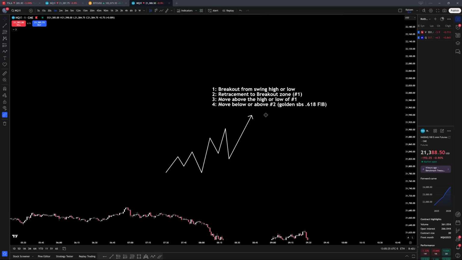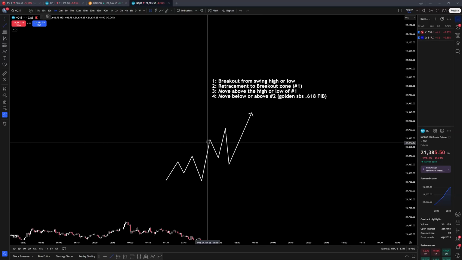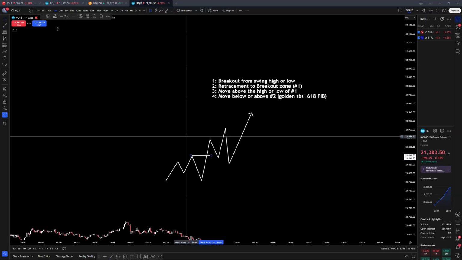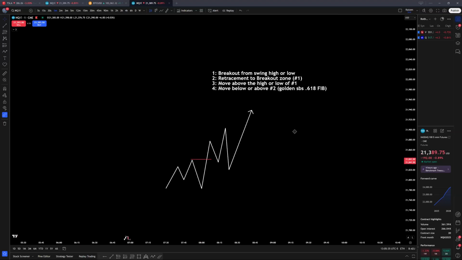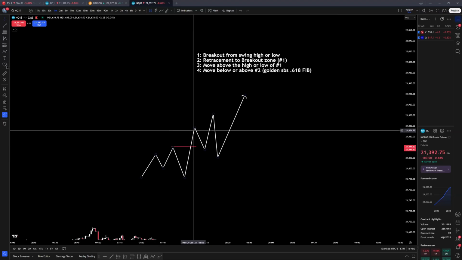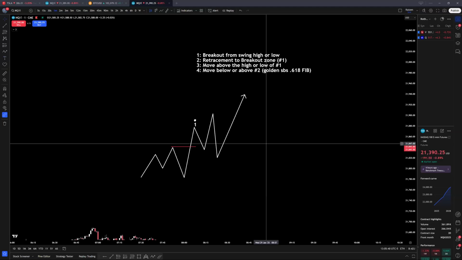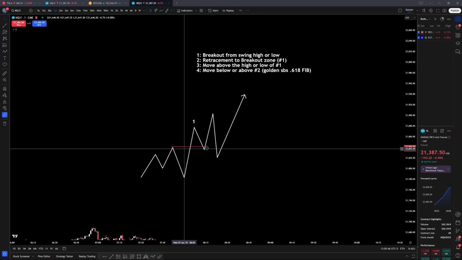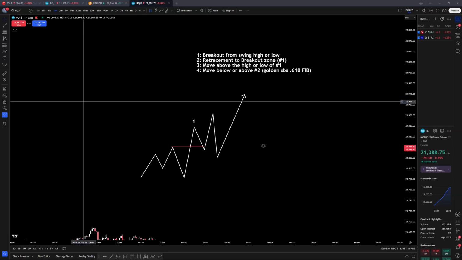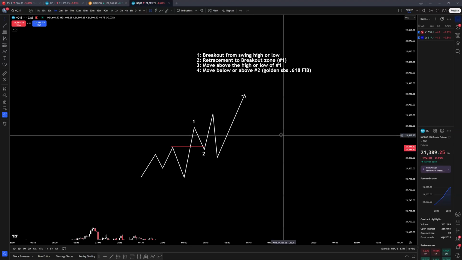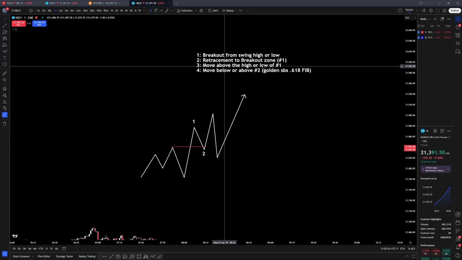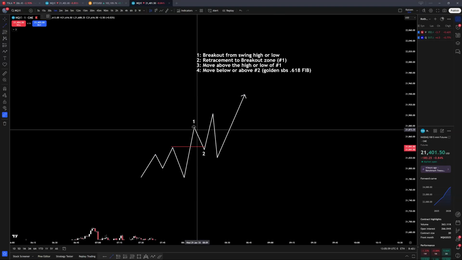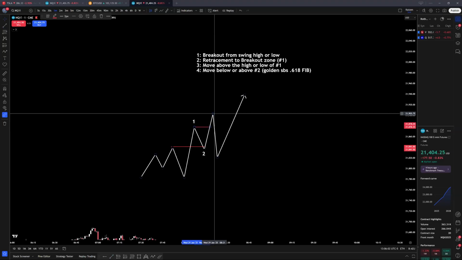Let's mark this out with some numbers for everybody. Your breakout would be right here. I can change the color of this maybe. So this would be your breakout. We broke out, this is your number one. Really simple. That's your breakout. Number two, we retrace to the breakout zone. So this red line is our breakout zone. That's number two. Number three, we move above the high or low of number one. In this case, it's the high because we broke to the upside. So this is above the high of number one.